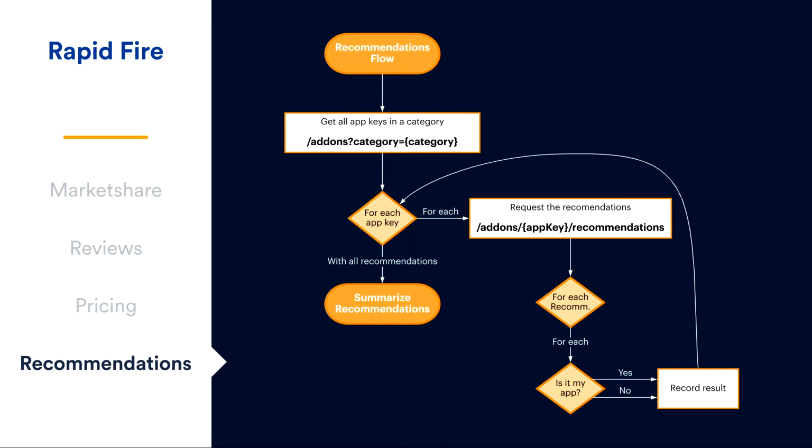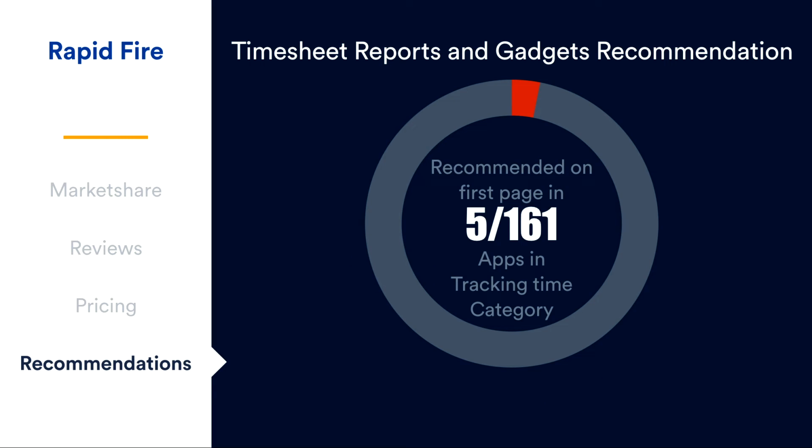So let's look at how we can get this information. Again, you can get add-ons in your category, and for each of them, request their recommendations. Then you can look through that list of recommendations and see, where do you show up, or do you show up at all? In our example, we're going to look at, did we show up in the top 7? And we get a metric like this.